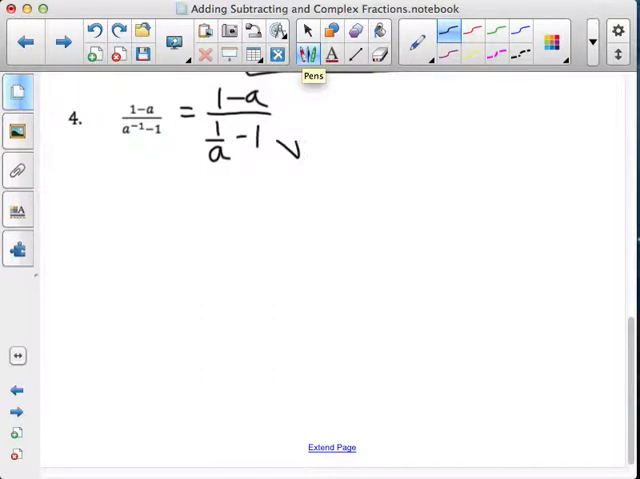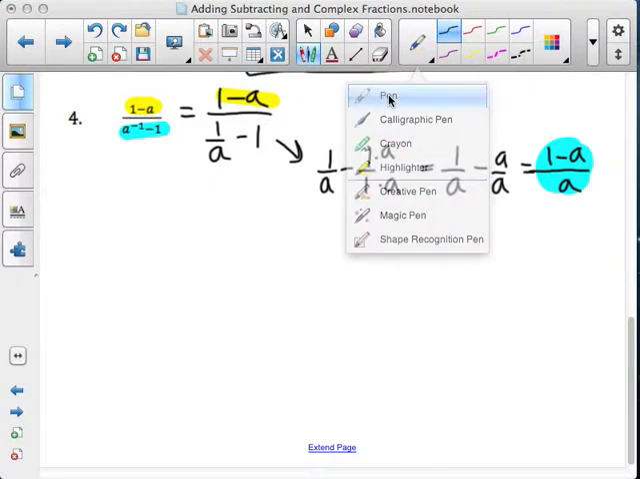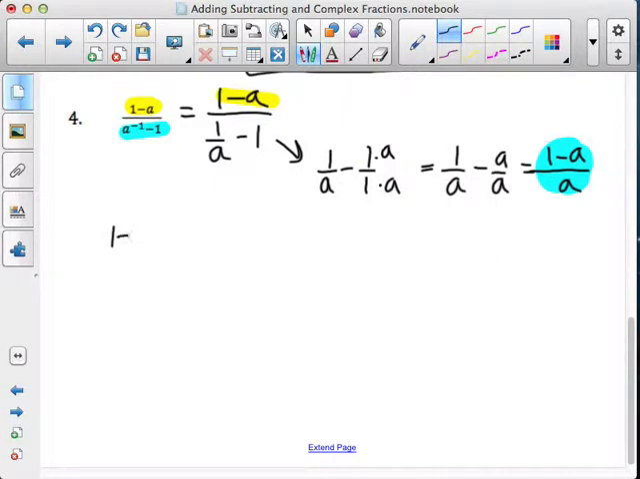So now I'm going to look at the denominator here. This is 1 over a minus 1 over 1 times a over a. So that gives me 1 over a minus a over a. I have my common denominator, so I have 1 minus a over a. So my numerator stays the same. There's no fraction there. My denominator is here. So I'm going to rewrite this. This is 1 minus a, all divided by 1 minus a over a, equals.